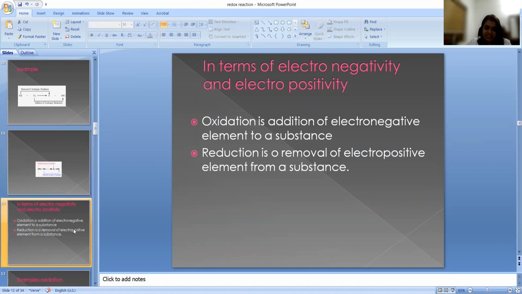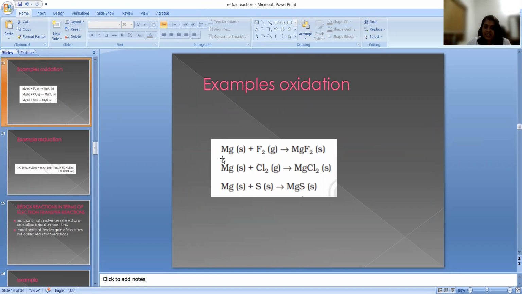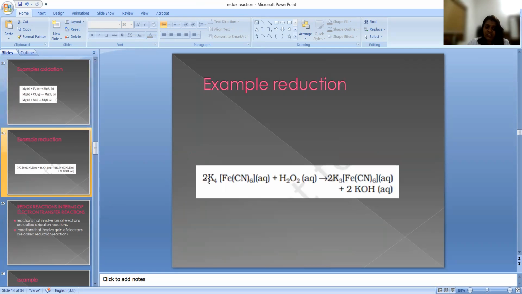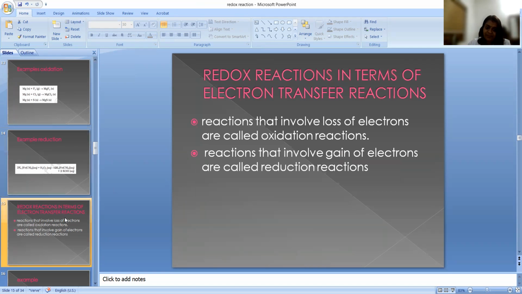Okay, now let us see that example also. So here, all of this is undergoing oxidation because magnesium is reacting with an electronegative element. So it is an oxidation. Here also it is oxidation, electronegative element chlorine, electronegative element sulfur. So all of these are considered oxidation and this is considered reduction. Metals are electropositive. Since it is removing one metal from this complex, it becomes K3, so it is considered a reduction reaction. Now the redox reaction in terms of electron transfer, that is very important.